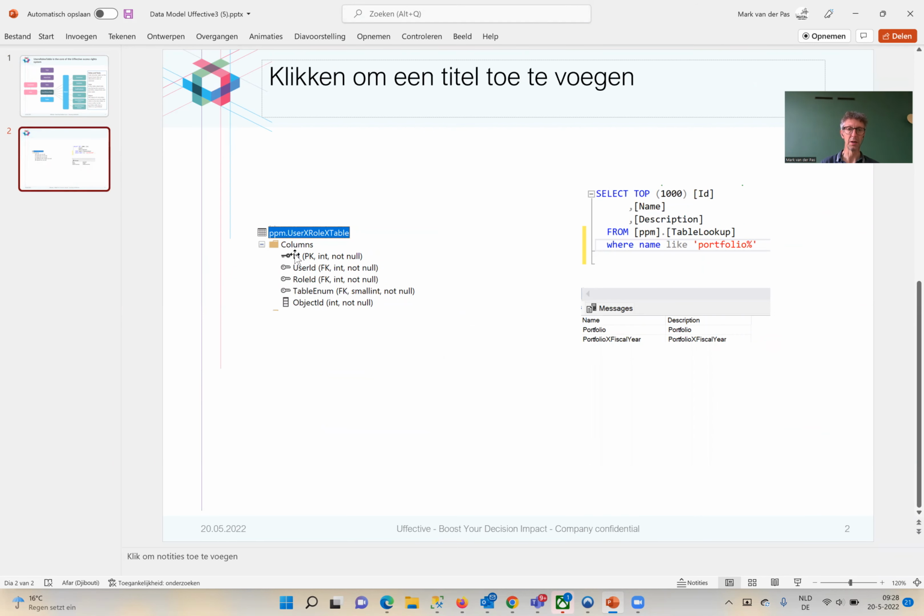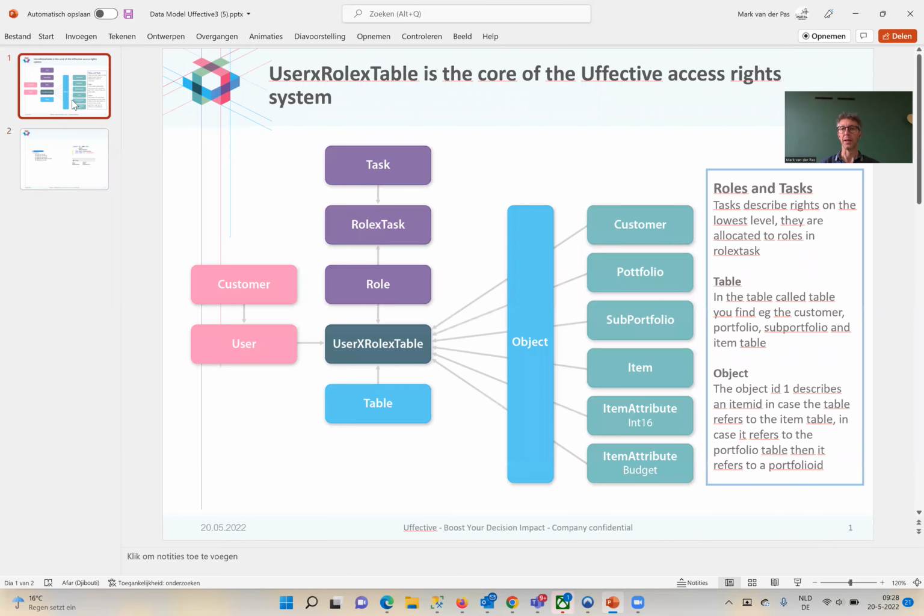What you see here, it has these 5 columns, of course, a unique ID, and it has a user ID, a role ID, a table enum, and an object ID. So these 4 are, let's say, the content of this table. What can we do with it? It is very important because it's the core of our access rights system. It gives users access rights to certain components.